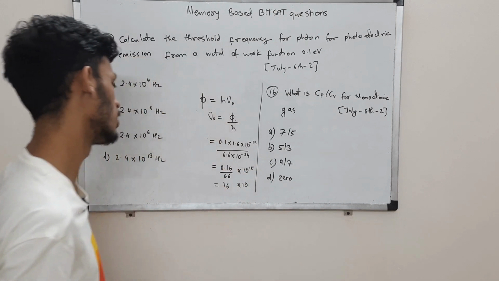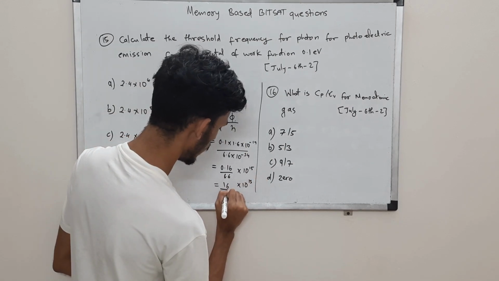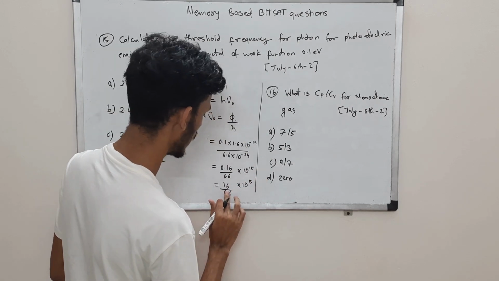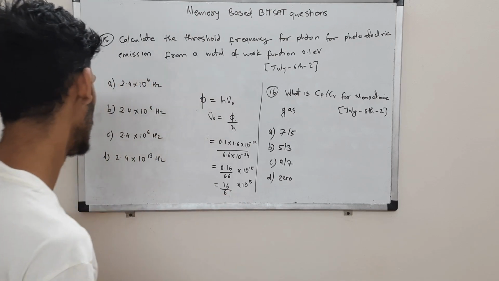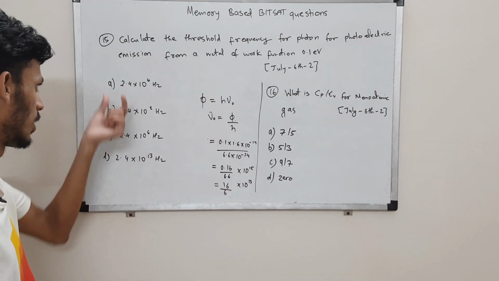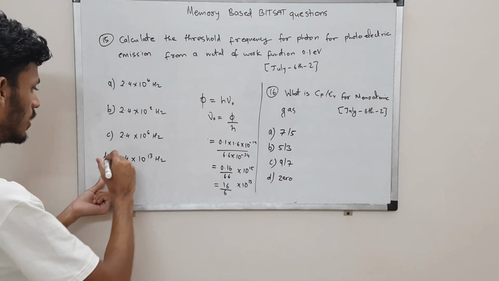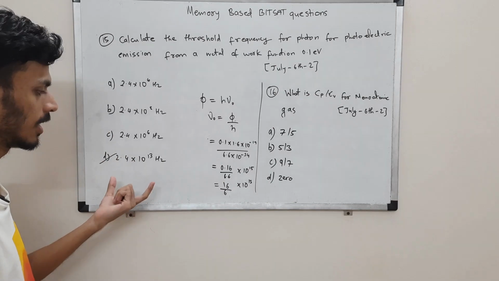So I'm just shifting the decimal to the right, and this will be 10 to the power 13 divided by 6.6, or I can just treat this as 6. Okay, I'm approximating. So if you see, the powers of 10 are changing over here. 2.4 is the same. So basically, it's 10 to the power 13, that will be your answer.